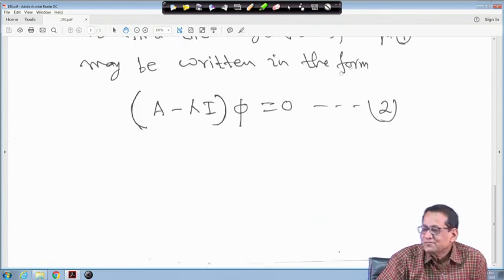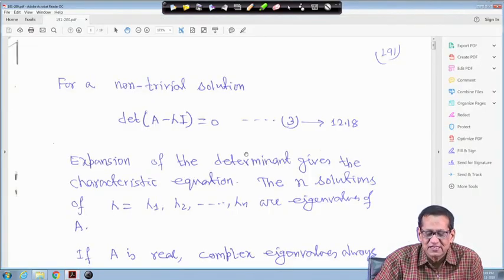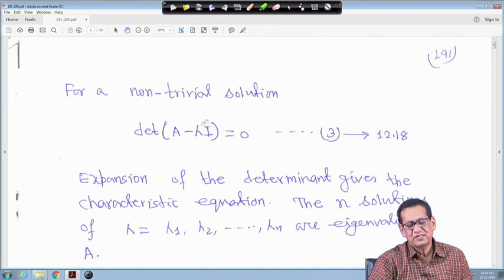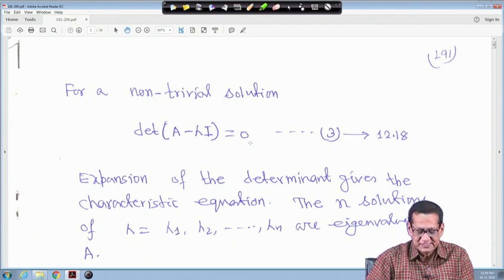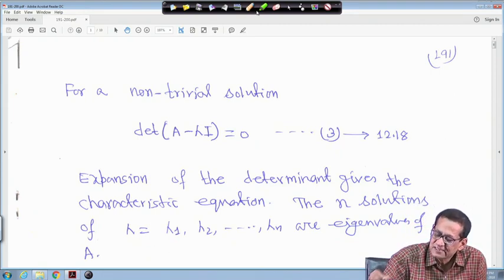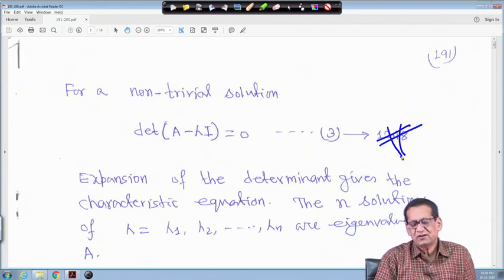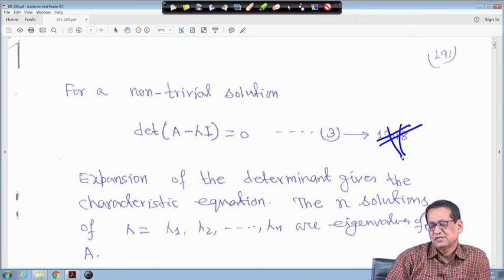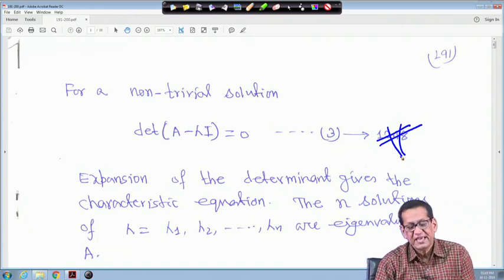Next we will go to the next page. Now, for a non-trivial solution, the determinant of A minus lambda I is equal to 0. This is equation 3. Expansion of the determinant gives the characteristic equation. The n solutions, lambda 1, lambda 2 up to lambda n, are the eigenvalues of A.